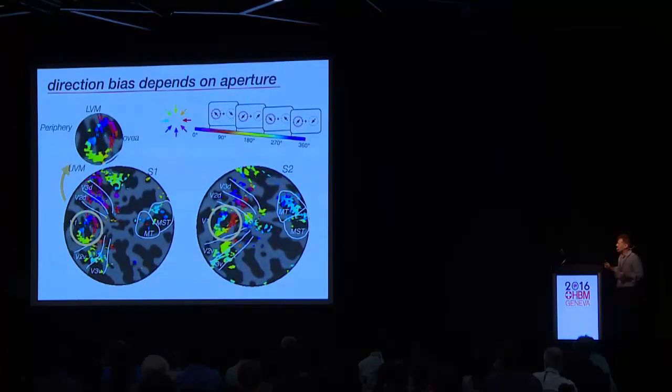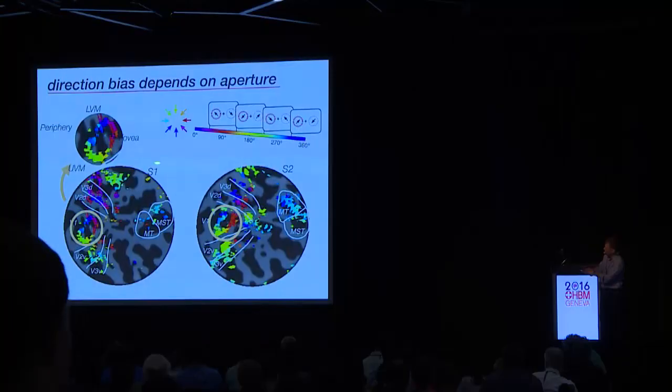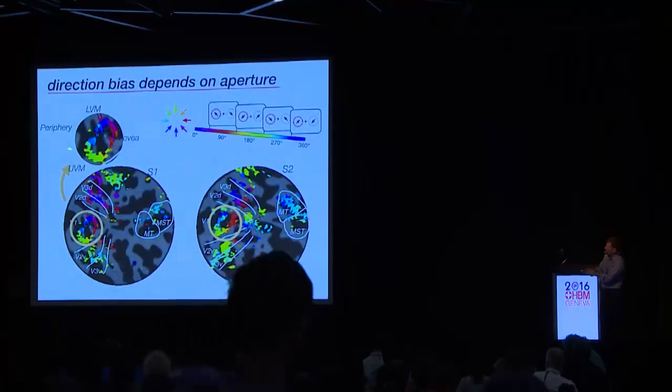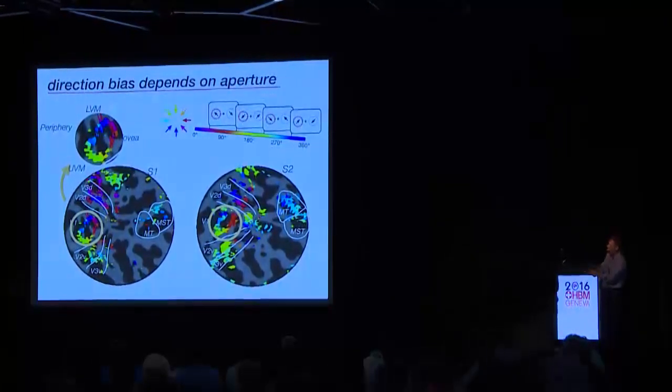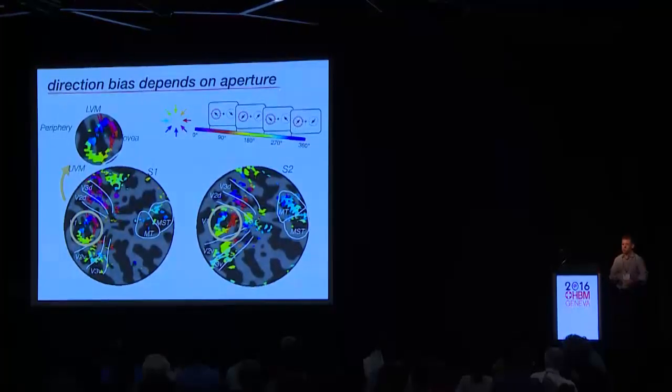To make this clearer, we altered the experimental protocol, so there were two patches, one in the left visual field, one in the right visual field, and we changed motion direction independently in the two patches. And what you can see clearest in this inset over here is that there's a clear progression in motion direction away from the edge of the aperture.